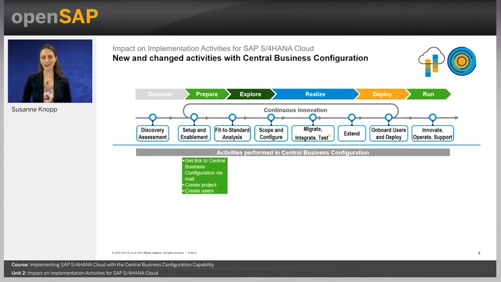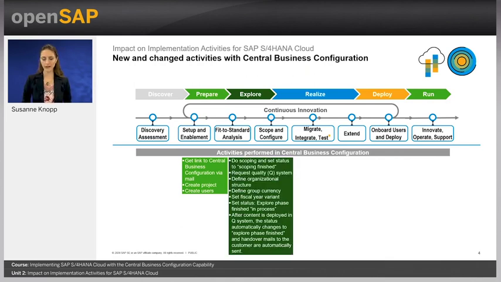So now let me walk you through the different phases and what you can do in each phase with Central Business Configuration. The Discover phase is mostly unchanged. Within the Prepare phase, you will get the link to Central Business Configuration via mail. You will be able to create your implementation project and to add users to it. In the Explore phase, you do your scoping. What does this mean? You choose the business processes that you want to take into scope of your implementation project.